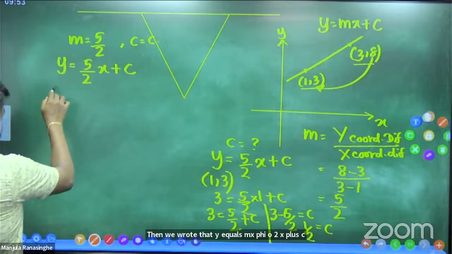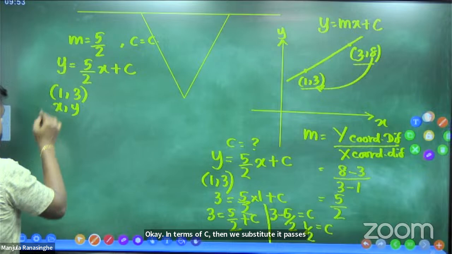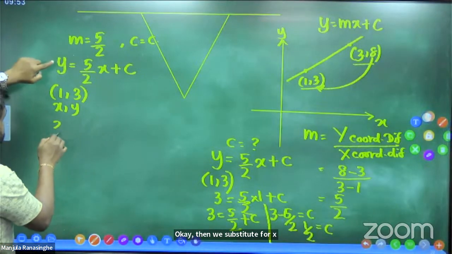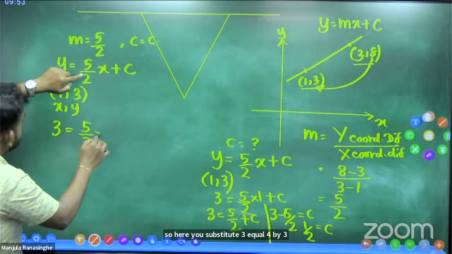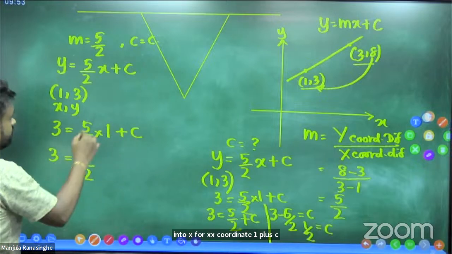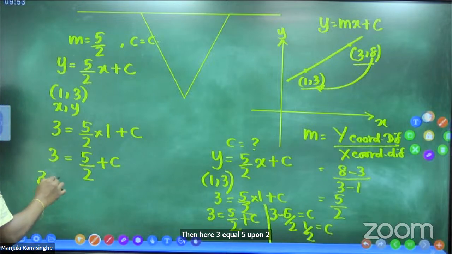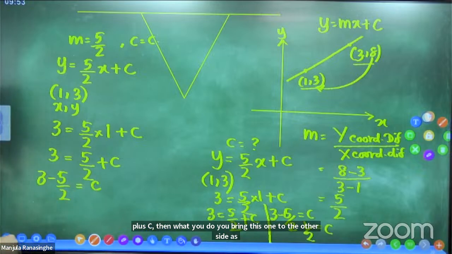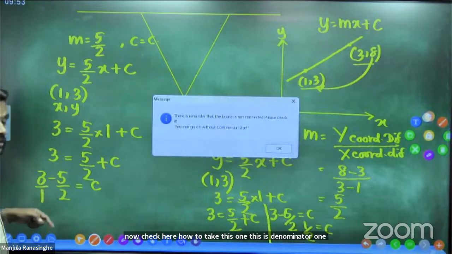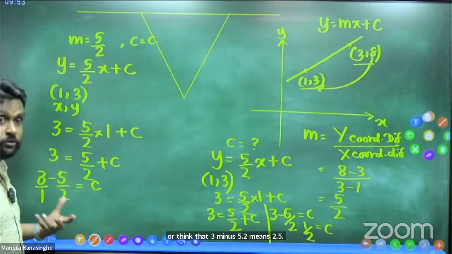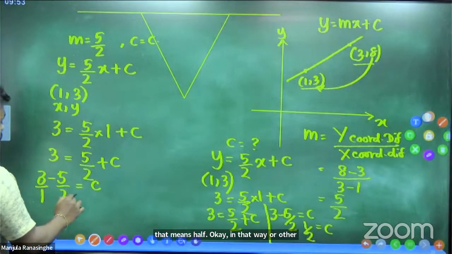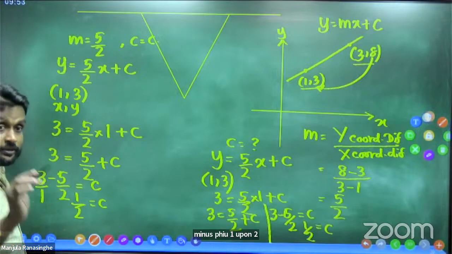Then we substitute, since it passes through (1, 3). 1 means the x coordinate, 3 means the y coordinate. So 3 equals 5 upon 2 into 1 plus c. Then 3 equals 5 upon 2 plus c. You bring this to the other side: 3 minus 5 upon 2 equals c. Think that 3 minus 5 upon 2 means 3 minus 2.5, which is 0.5, that means half. Or the other way, make the same denominator: 2 into 3 is 6, minus 5, so c is 1 upon 2.